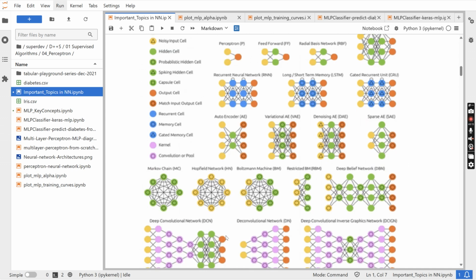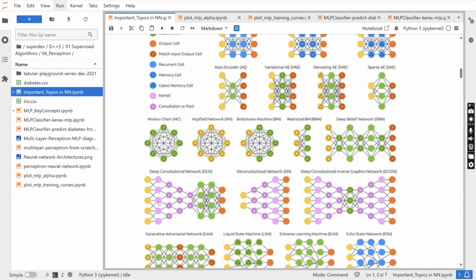So the deep convolutional network is here, this one. You have the input layer, the hidden layers are in decreasing order and then a sudden increase, and then there is the output. This is the deep CNN or DCN, deep convolutional neural network.